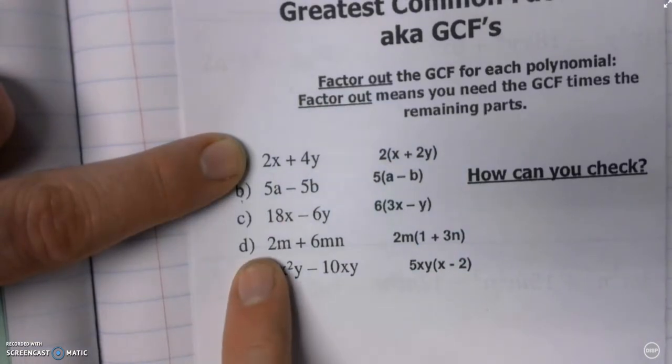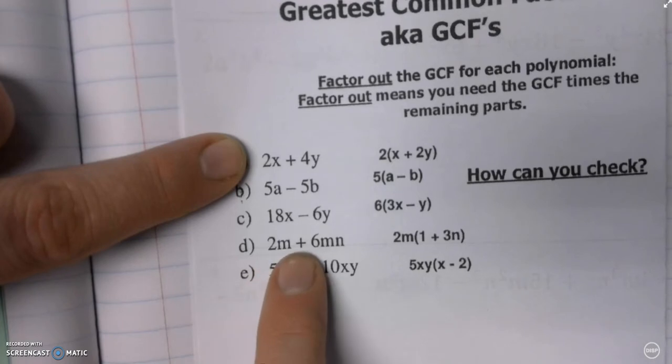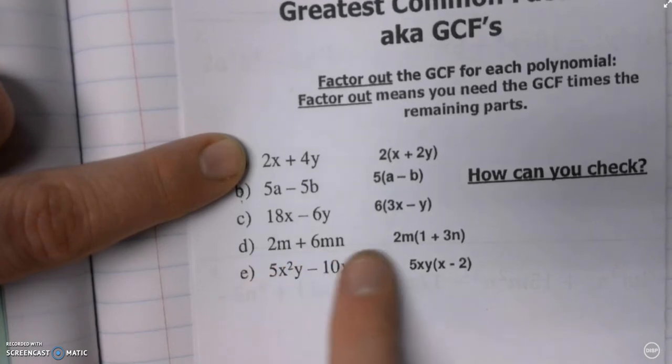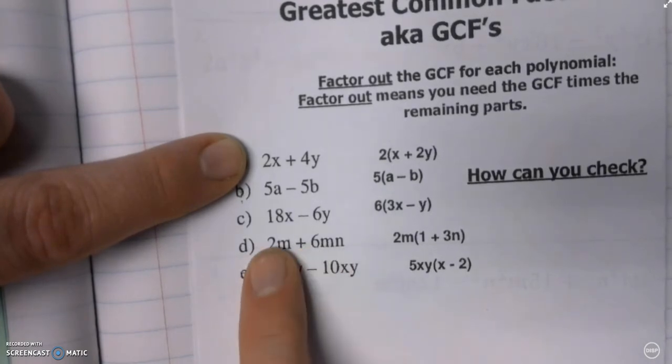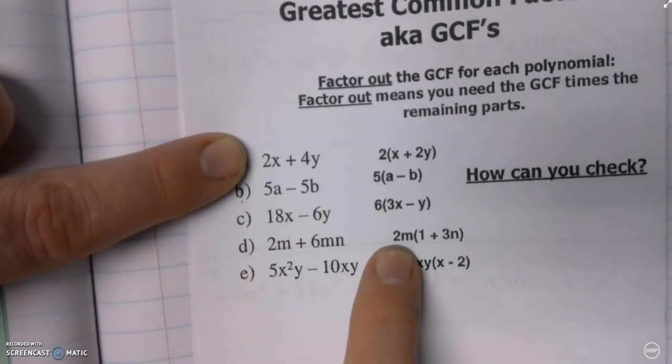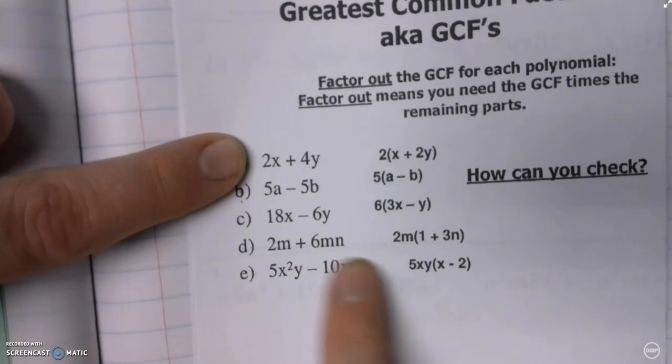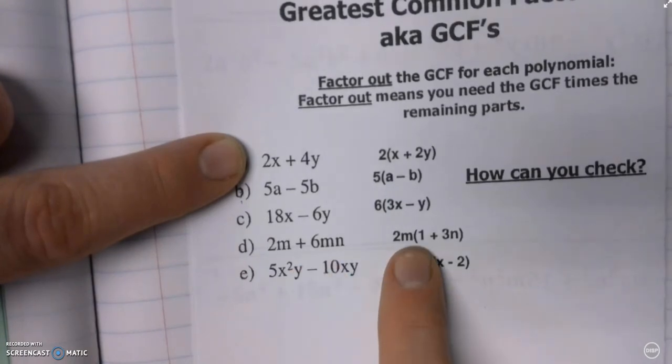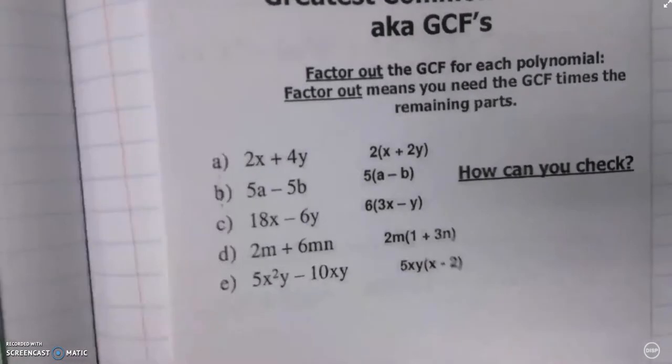Here's another example. Look at D. We would write 2m plus 6mn. Well, the greatest common factor is 2m. 2 divides into each term, and so does m to the first power. So I could write this same expression as 2m times 1 plus 3n.